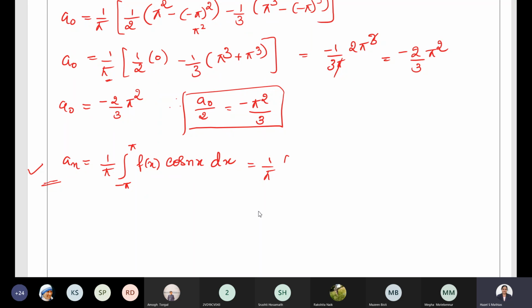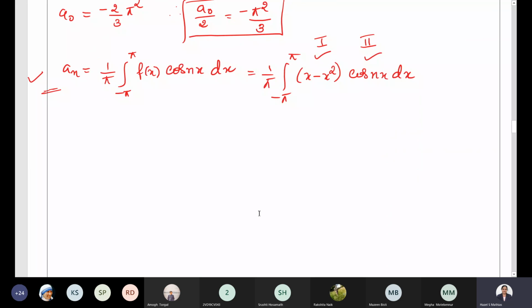So that will be 1 by pi, integral from minus pi to pi of f of x, which is x minus x square, into cos nx dx. Now you have to apply Bernoulli's rule. You have to find the integral of the product of two functions. This is the first term and this is the second term. So according to Bernoulli's rule, we keep the first term as it is, that is x minus x square. Integrate cos nx. Integration of cos is sine, so sine nx divided by n.